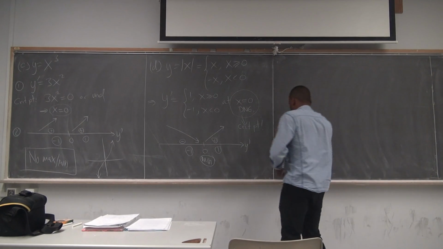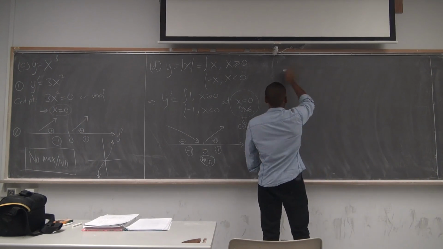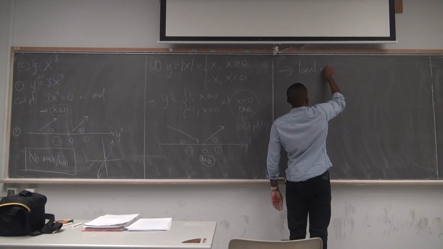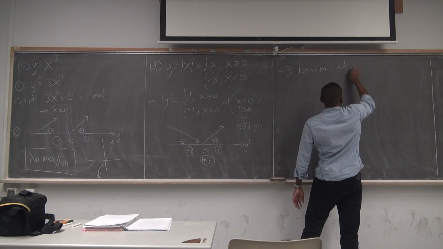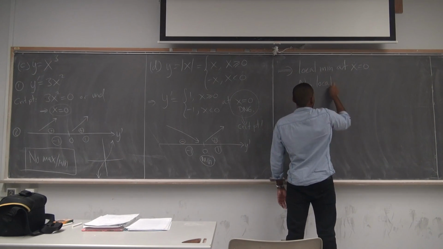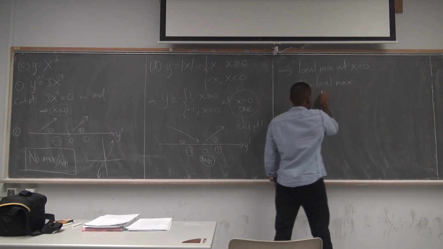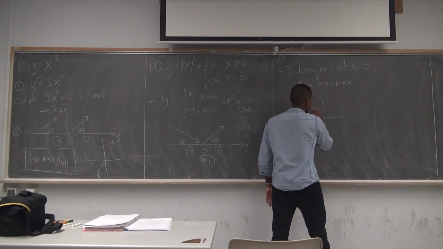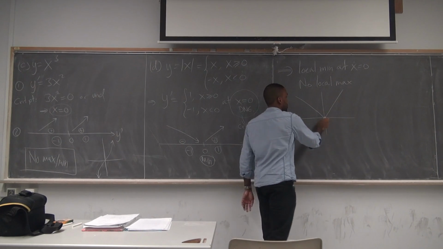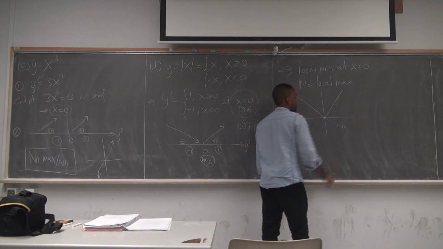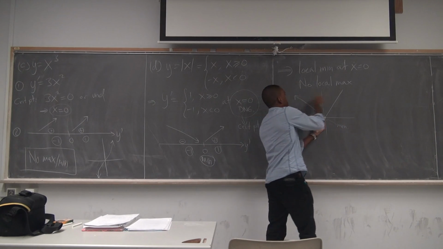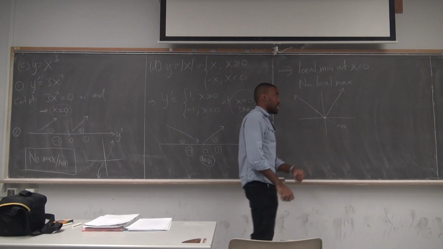I'm doing a bunch of examples with familiar functions so you can see it at play. Here we realize that we have a local min at x equals 0, but we have no local max. Which is expected because we know that the absolute value looks like this V-shaped thing, where that's the minimum. Right? It's a sharp corner, so the derivative doesn't exist there, which makes it a critical point. And it happens to be the lowest guy in a certain region.